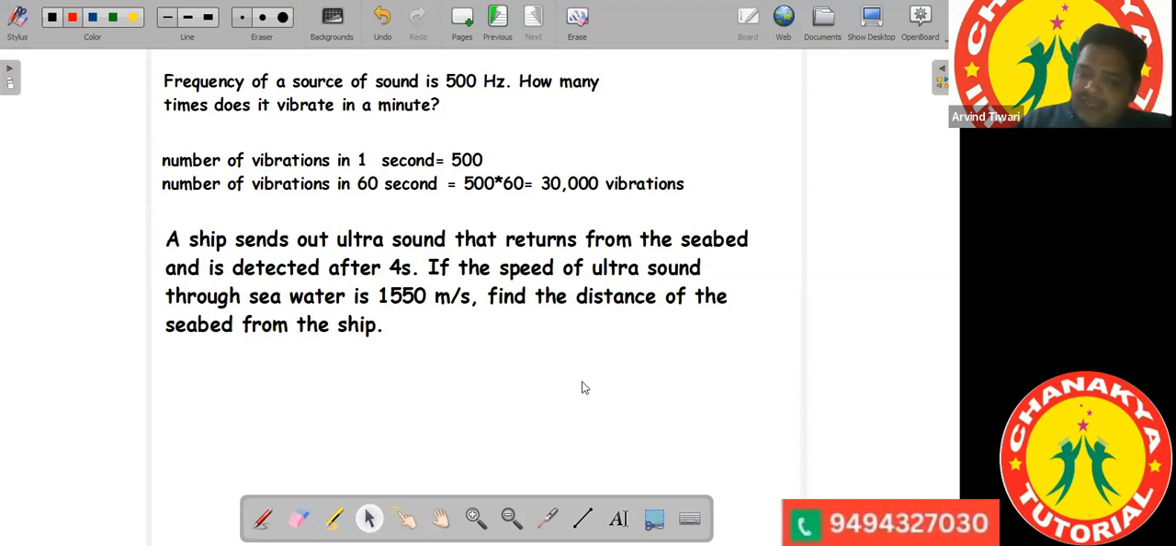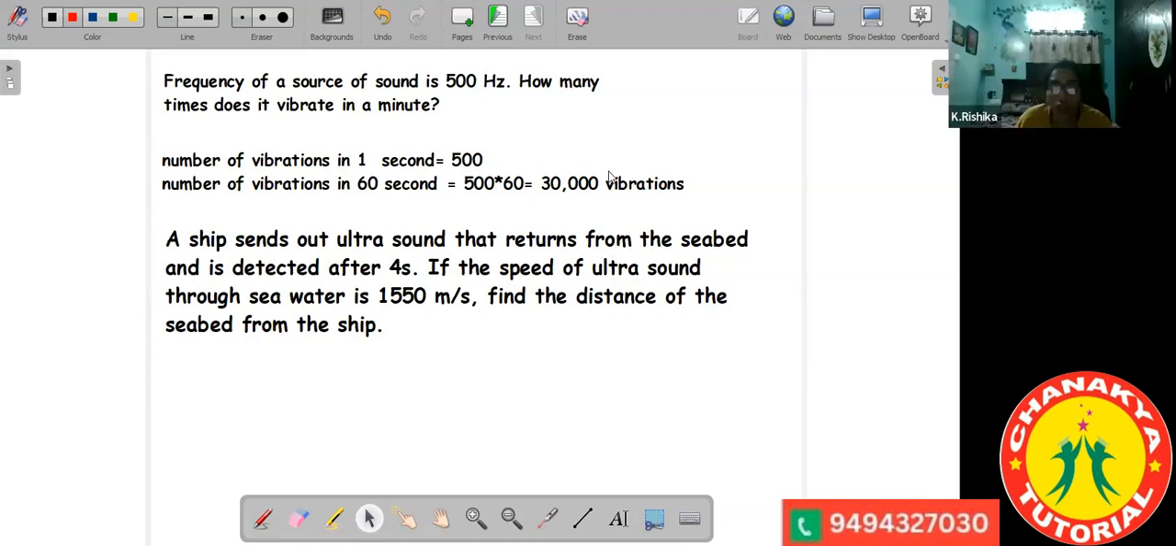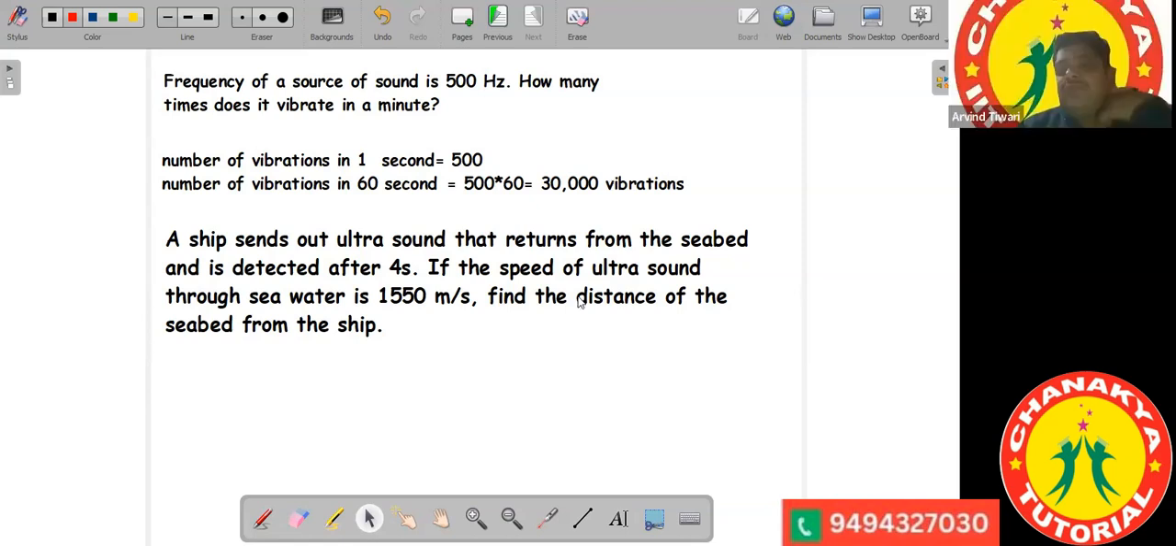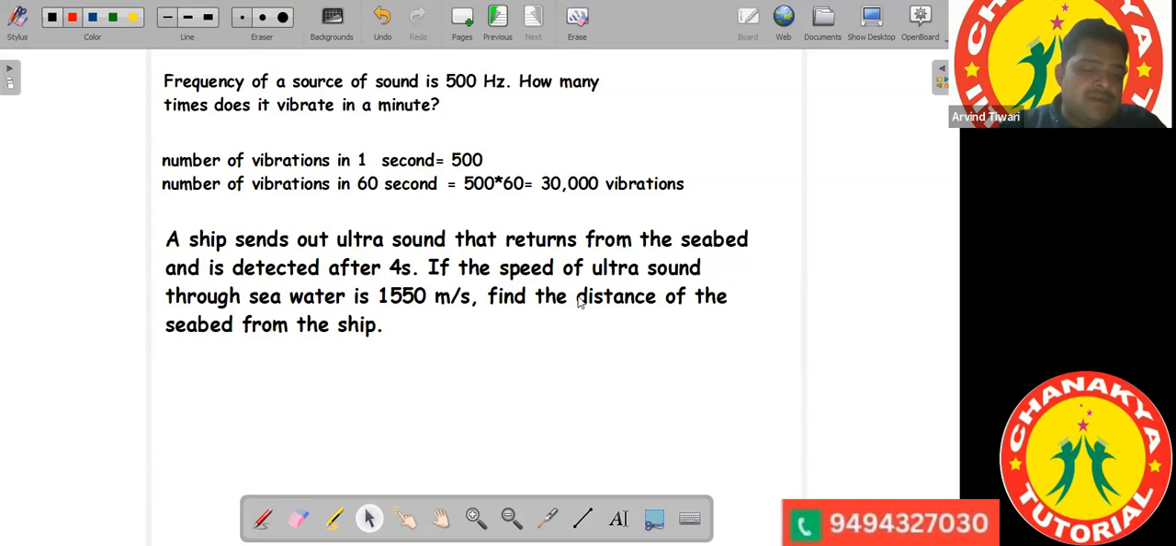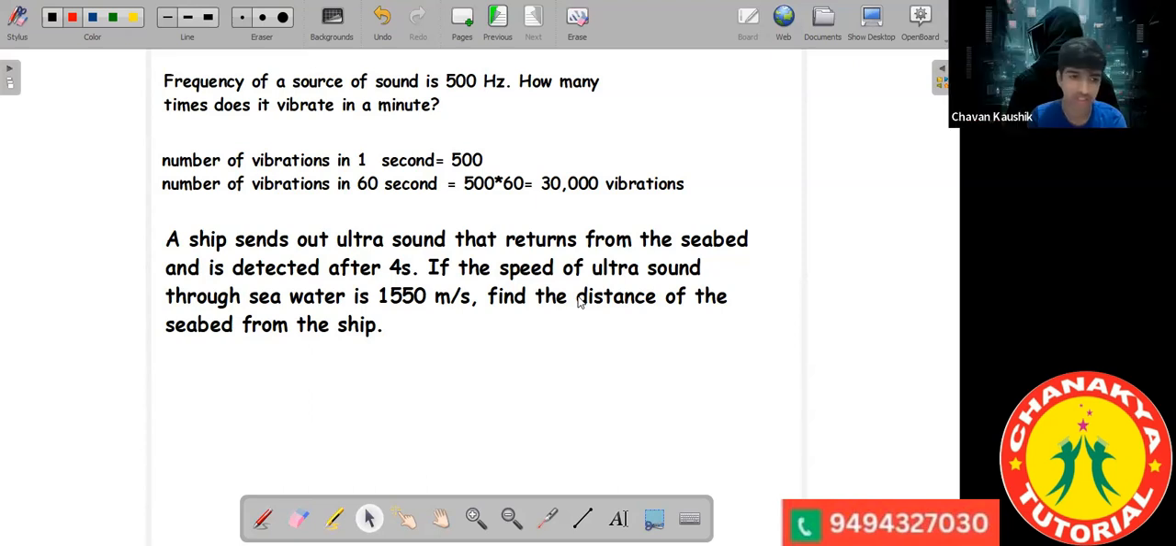So Rishika, which formula is to be utilized here? Here, speed equals distance by time. Okay, use it and tell. Sir, I used distance equals speed into time. Okay, that's the same. Distance equals speed into time. Both are the same.